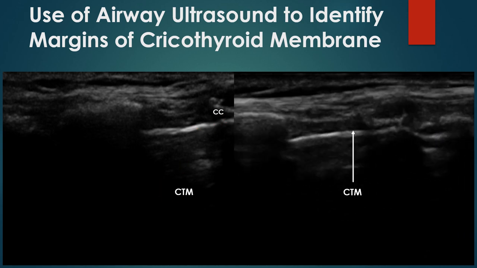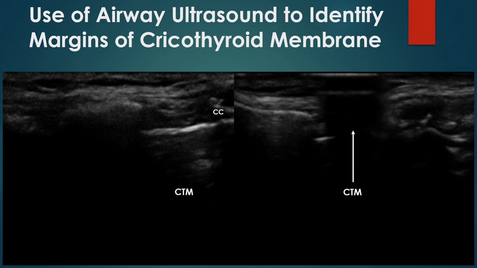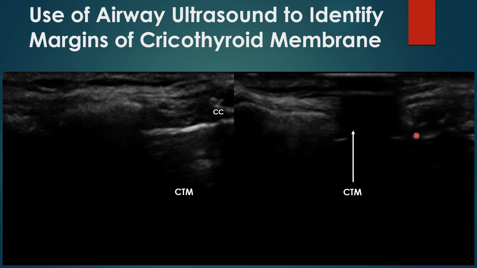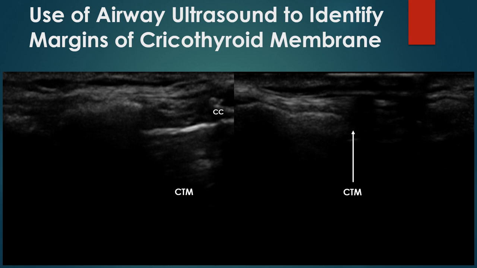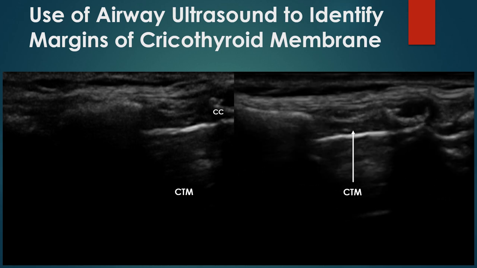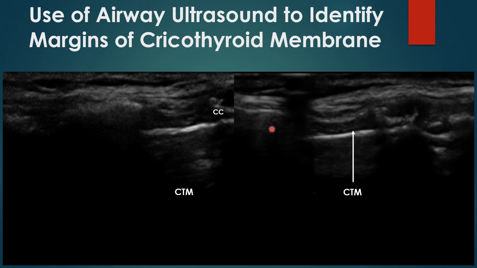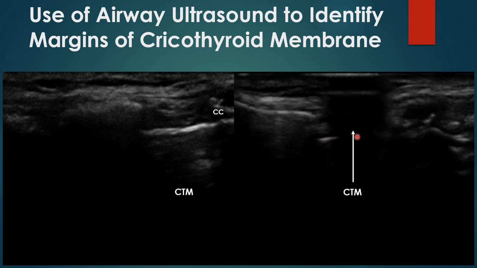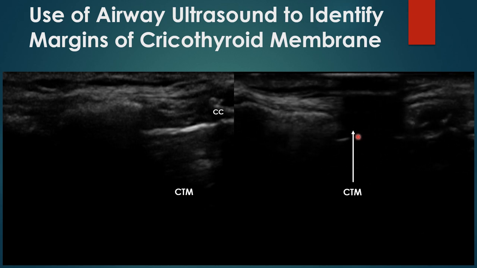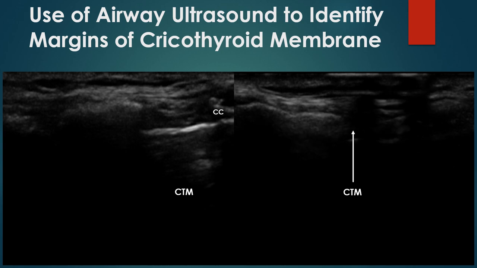And then as you slide cranially, you can kind of see there's my cricoid cartilage over here, and I've actually taken a little bobby pin or a little paper clip, and I'm going to slide it up here and identify the cricothyroid membrane. And actually, you can put a little Sharpie or something and mark it.